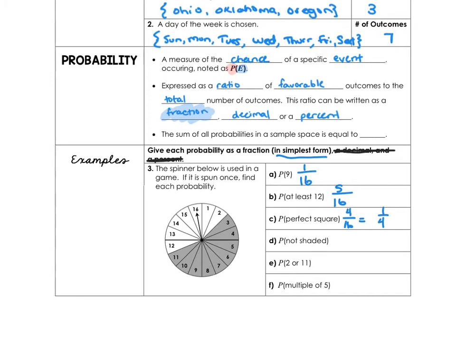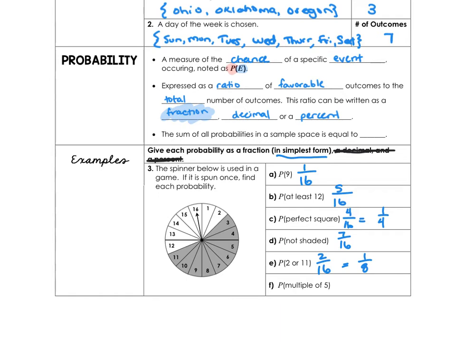Okay, how about probability of a not shaded number? So how many of these spaces are not shaded? So we end up with 7 out of 16. A 2 or an 11, well, that's going to be 2 out of 16, which will simplify to 1/8 because there's only a single 2 and there's a single 11, so that's 2 total possibilities out of the 16.